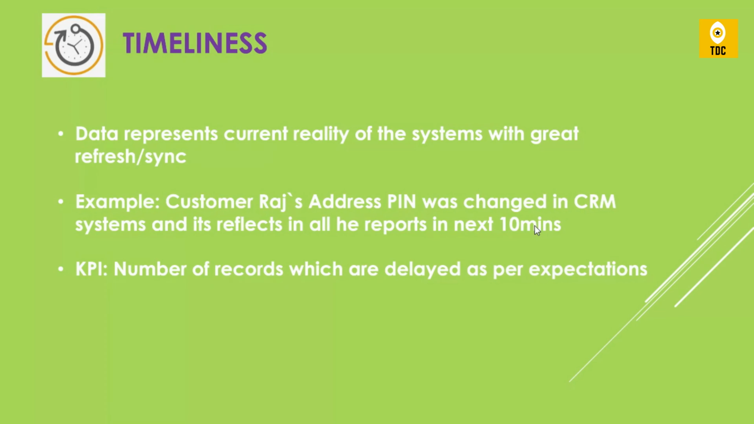It doesn't matter if it gets updated in 1 hour or 2 hours, but if it is not within the defined threshold period, that is 10 minutes as per the business requirement, then definitely it is a data quality issue. Then the next one is the KPI. How do you measure this? It is the number of records which are delayed as per the expectation. The expectation in our case was 10 minutes.